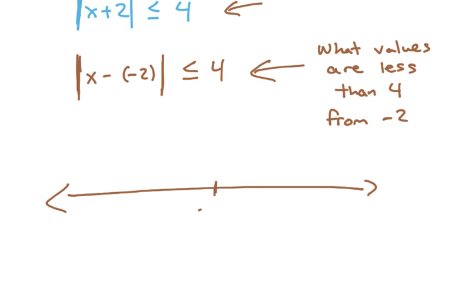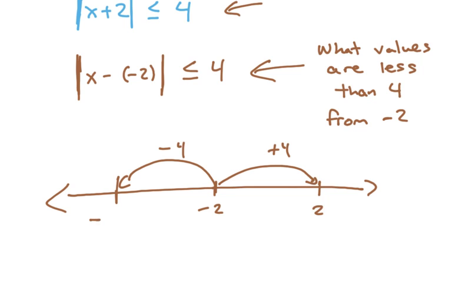So if I draw this on a number line, we're at negative 2. What values are less than 4 away? If I add 4, that would put me at 2. And if I subtract 4, that puts me at negative 6. So this is saying what values are within the range of negative 6 and 2. So that would be all of these values from a pictorial standpoint.